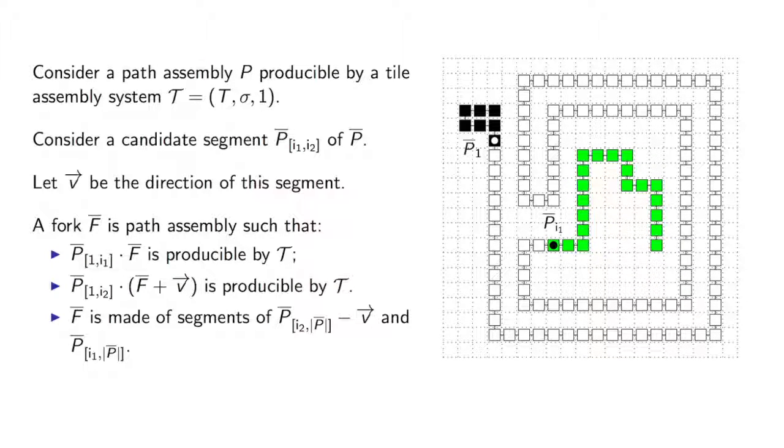More formally, a fork F is a path assembly which satisfies three conditions. The first one is that the concatenation of the segment of the path assembly P from its first tile to index I1 with the fork F is a producible path assembly. The second one is that the concatenation of the segment of the path assembly P from its first tile to index I2 with the fork F translated by vector V is a producible path assembly. The third condition is that the fork F is made of the concatenation of segments of the path assembly P and its translation by -V.